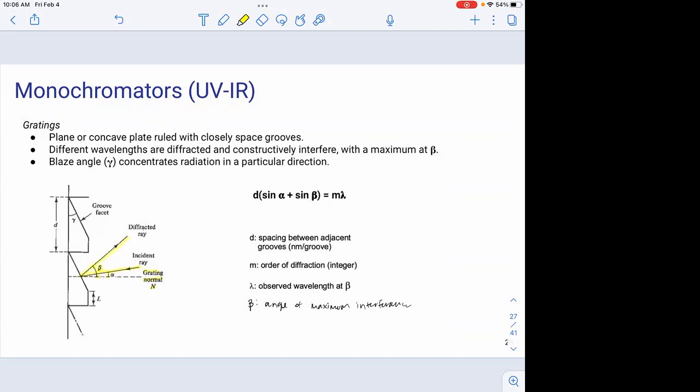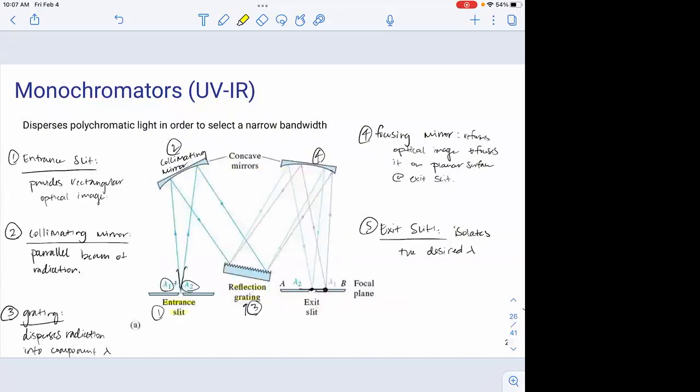The idea here is that the grooves in this example of a plane grating are blazed at an angle that concentrates radiation in a particular direction. So rather than having it bounce directly back at the same angle as the incident ray, you will be able to concentrate that particular wavelength of radiation in a particular direction, which is useful if you think about the design of our monochromator, right? We'd want it to go in a particular direction so it hits the focusing mirror at a particular spot.